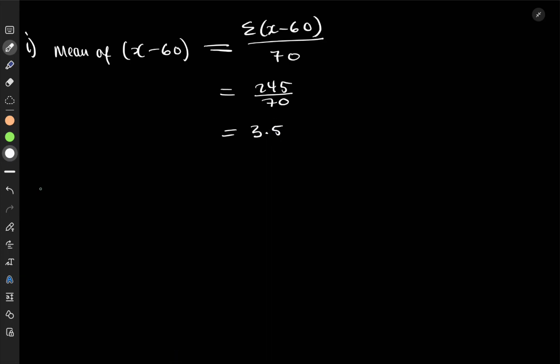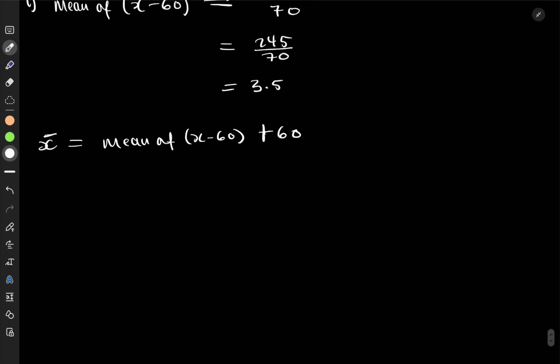Now, what about the real mean? The mean would be equal to the mean of x minus 60, plus 60. Remember that. We just add the 60 to offset it. So then it becomes 3.5 plus 60, which becomes 63.5. Here we have the mean.